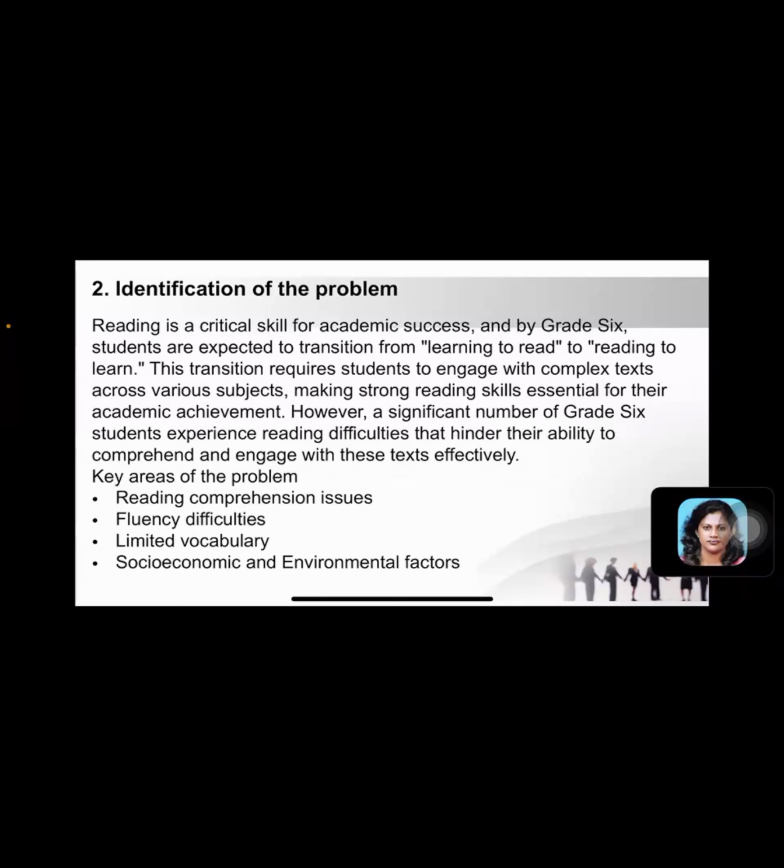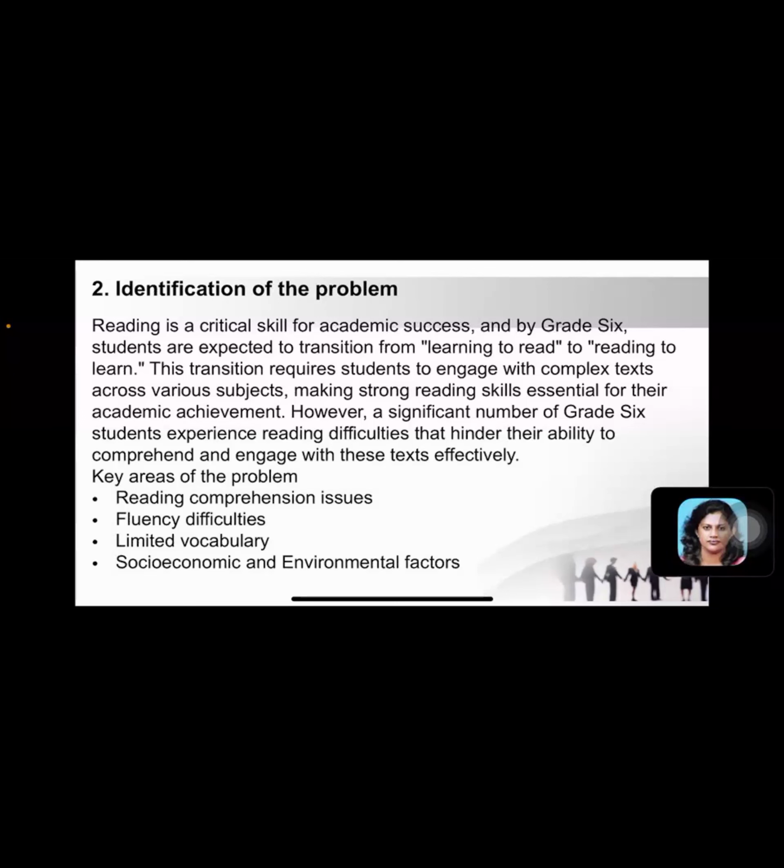Reading is a critical skill for academic success, and by grade 6, students are expected to transition from learning to read to reading to learn. This transition requires students to engage with complex texts across various subjects. Like in English, there is comprehension, so they have to read the text and answer the questions. So reading is more important, as I think.